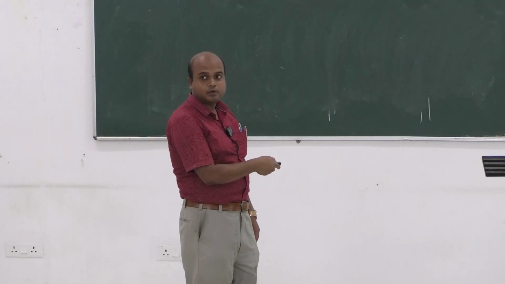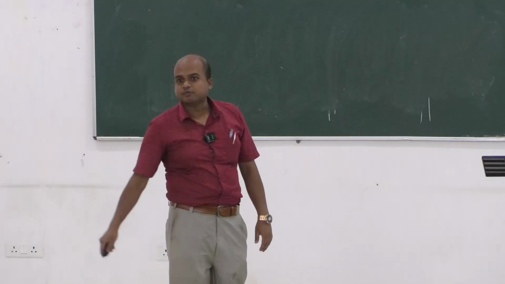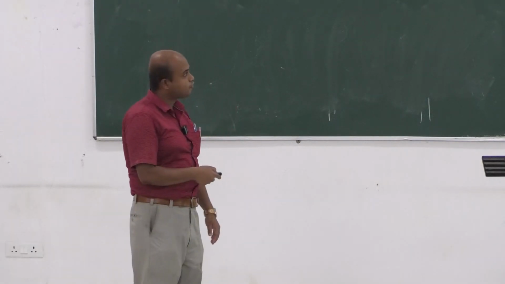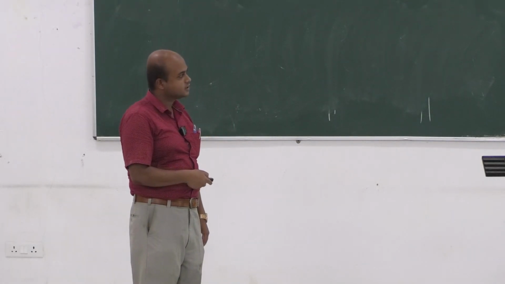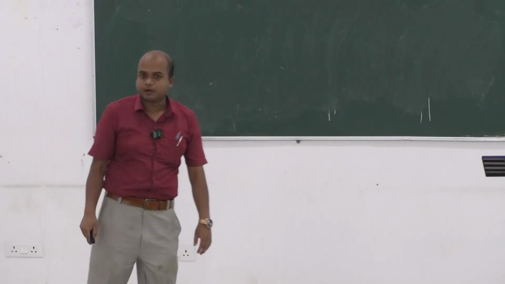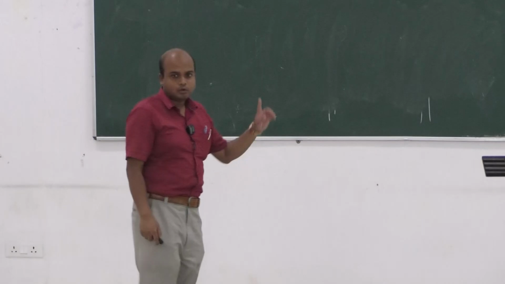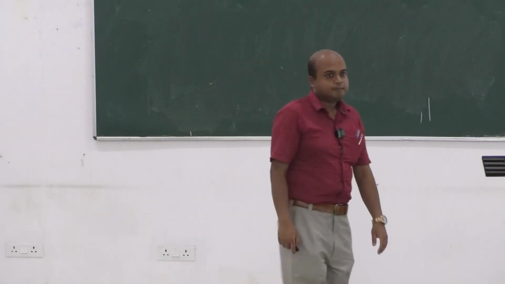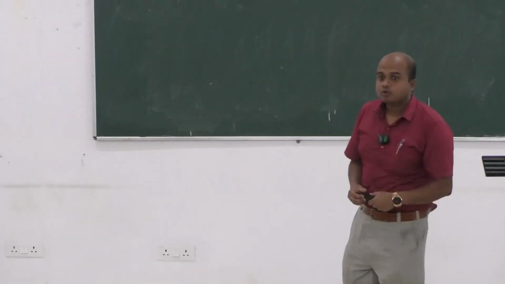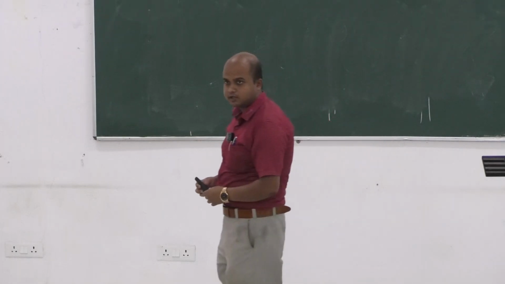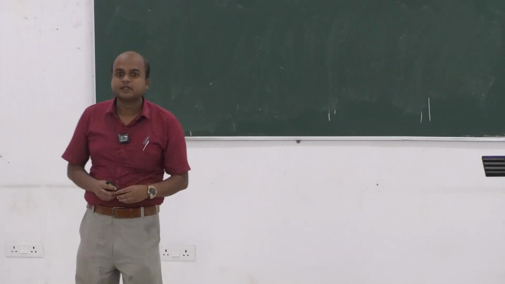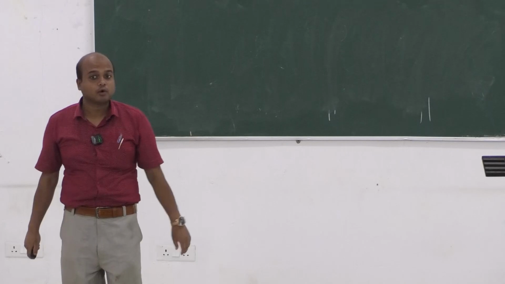And the preganglionic neurons are arising from the thoracic and upper lumbar parts of the spinal cord, not from the cervical and sacral parts. So the sympathetic division is also called the thoracolumbar division. This also comes as an explanation. Sympathetic division is also called the thoracolumbar division.